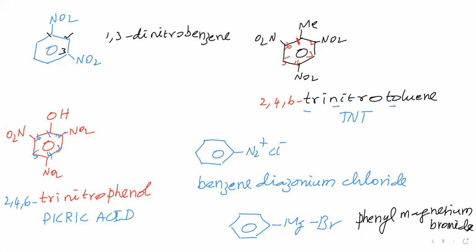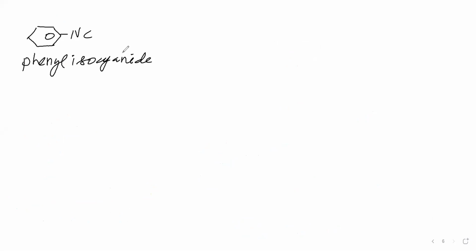Next compound we will take. This we will take as C6H5, so phenyl. This NC we will say as isocyanate. Phenyl isocyanate.